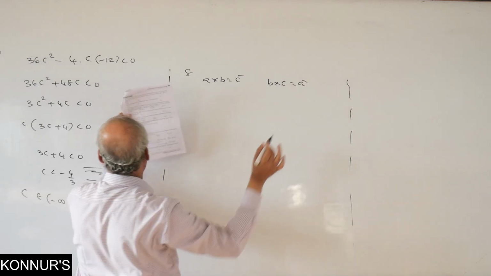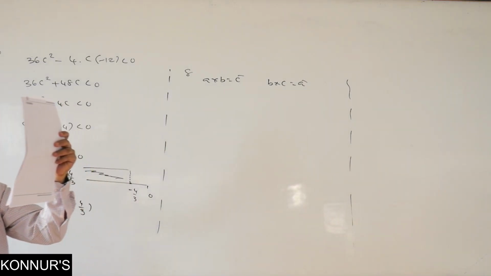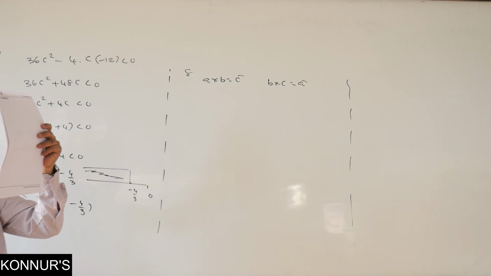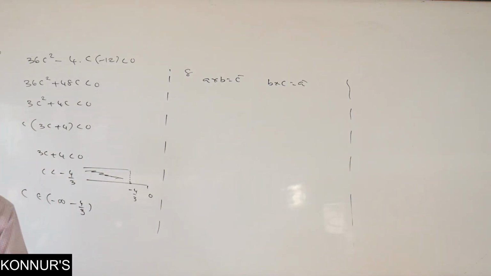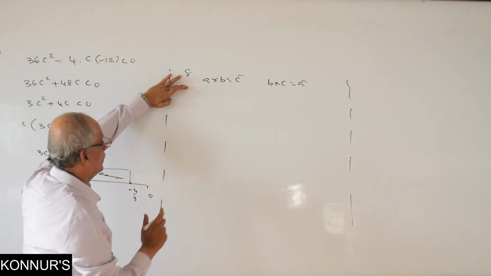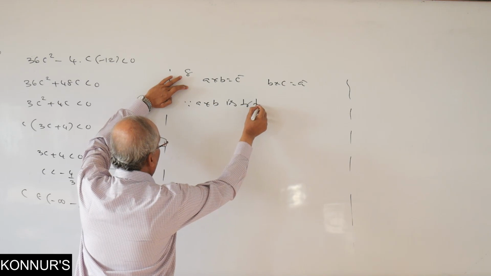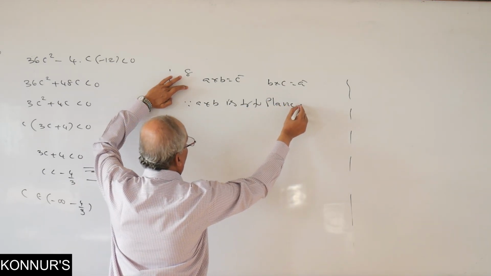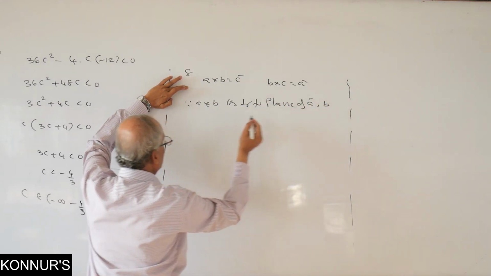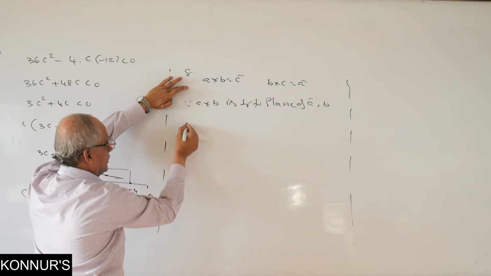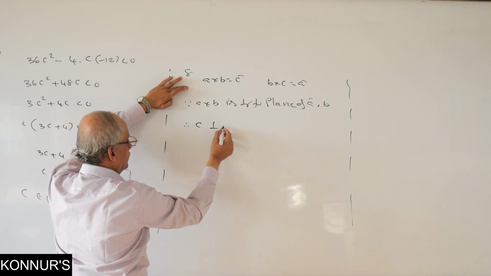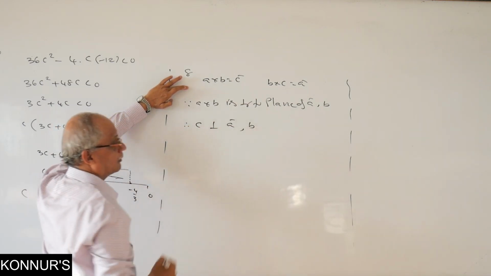Then the 8th one: A cross B is C bar, B cross C is A bar. Some relations in A, B, C he is giving, answers to values. C is 1, B is 1, A equal to B is equal to, so on, right? That means we have to find the values of A, B, C or anything. Generally we know A cross B is a vector perpendicular to the plane of A bar, B bar. Therefore, what is A cross B given? C. That means C is perpendicular to A bar, B bar.